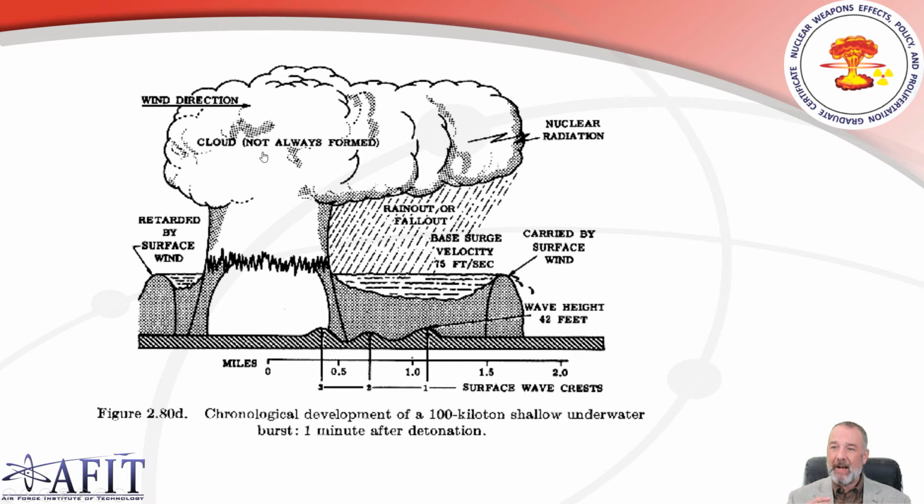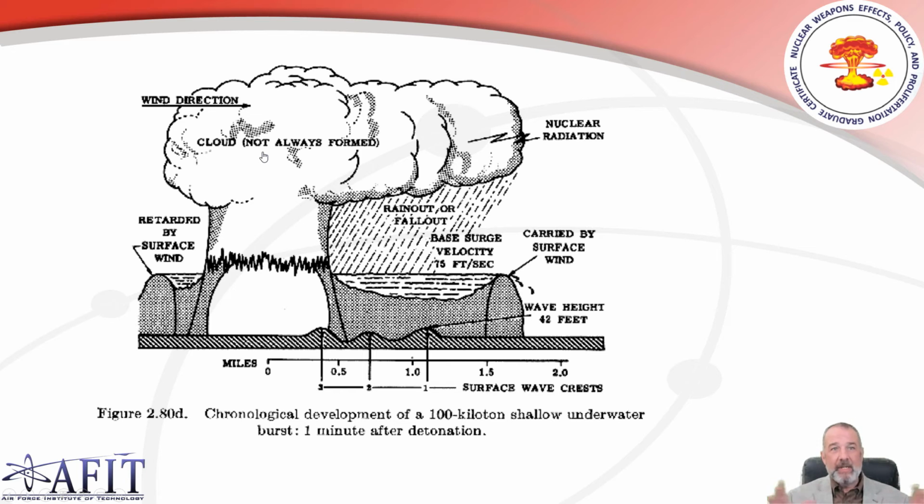Looking even further out, basically what we're going to see here is the last bit of the base surge. So maybe another wave or two as the very last of that column drains out. We see that the primary base surge has lost even more energy. It's gone down to about 42 feet. It's only moving at about 75 feet per second.